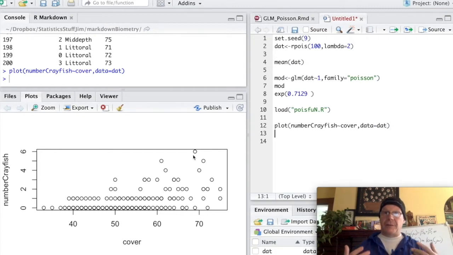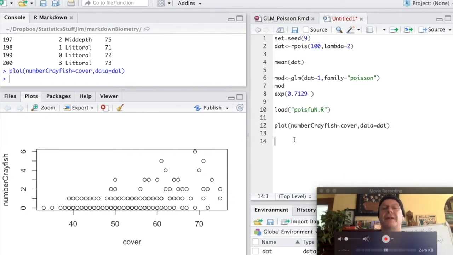But again, as long as we understand how sampling distributions work and think about the data, it's pretty clear that a good first attempt at this would be to do it as a Poisson process, because we're counting things. And there's a lot of quadrats that have 0 crayfish. And so that, to me, just screams, try Poisson.